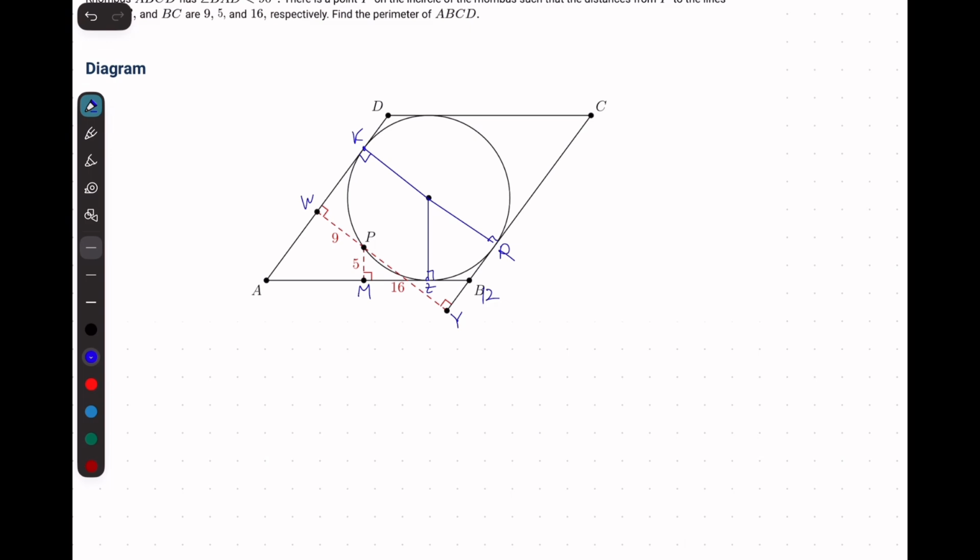Now, firstly, the diameter of the incircle is actually really easy to find. So, if you see here, the length of WY is 9 plus 16, so it's 25, since it's WP plus PY. However, AD and KR are perpendicular to each other, and so is WY and AD. Therefore, WY and KR are parallel, so KR equals WY equals 25. So, the radius of the incircle is 25 over 2, which means that KO equals OZ equals OR equals 25 over 2 equals OP.